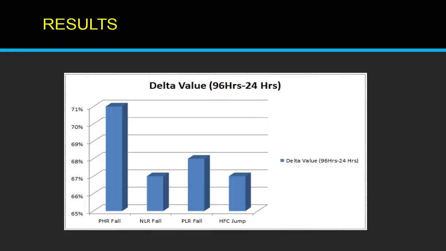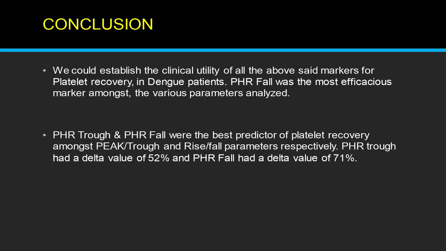I put all the conventional parameters in as well. Amongst these 4 parameters, the PHR fall brought maximum sensitivity to the table. It helped 71% of the patients. So in conclusion, we could establish clinical utility of all the above markers for platelet recovery, and PHR fall was the most efficacious marker amongst all these parameters evaluated.